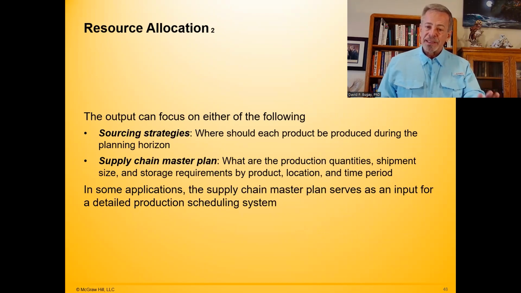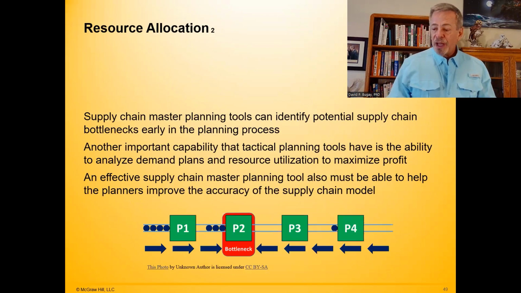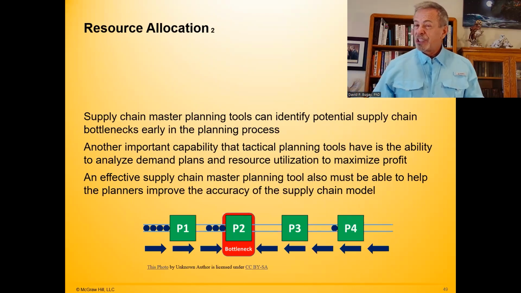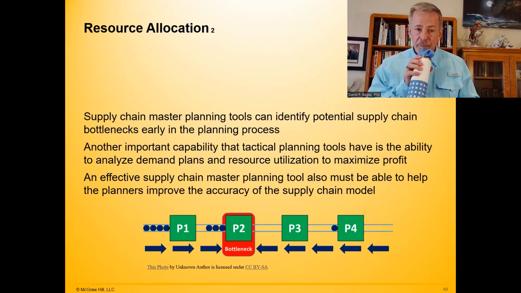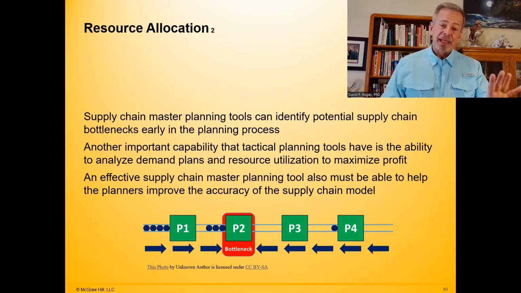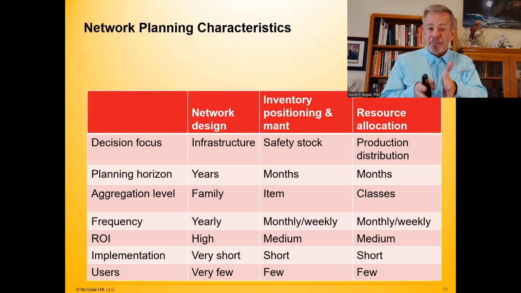So where you're in the whole process of your supply chain master plan, think about whether you have bottlenecks in the system. Do you have some way to identify the bottlenecks early in the planning process? This is where computer simulations actually help a lot. Look at the tactical planning tools that have the ability to plan demand and resource utilization to maximize the profit. So network design: look at the aspect of years and groupings in the process. This will help you long term to have the best network possible for your success and your company's.